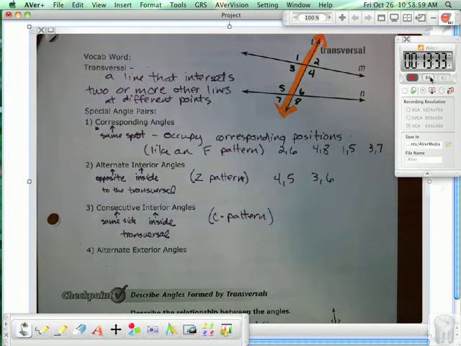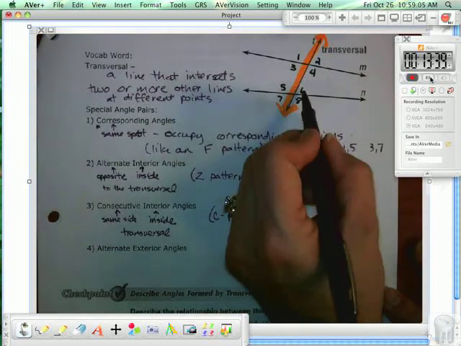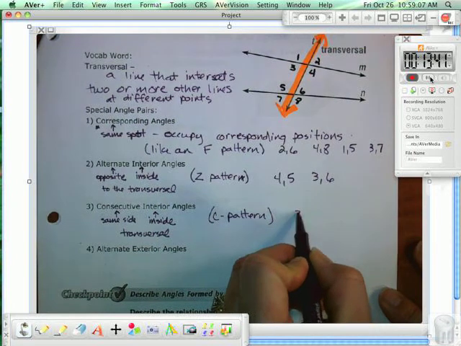What do you think, there's 2 pairs of them? 3 and 5, 4 and 6. Same side on the inside.